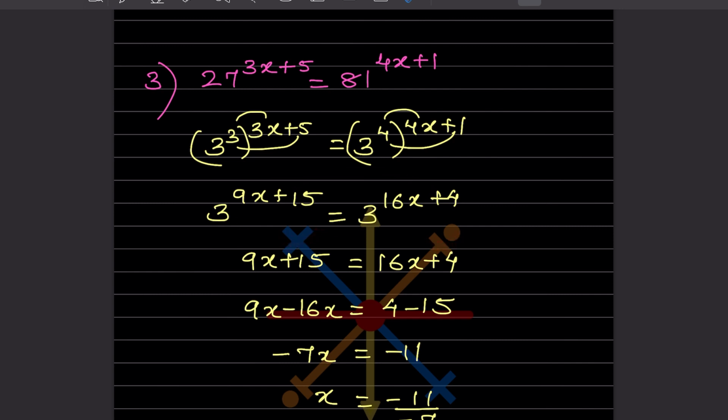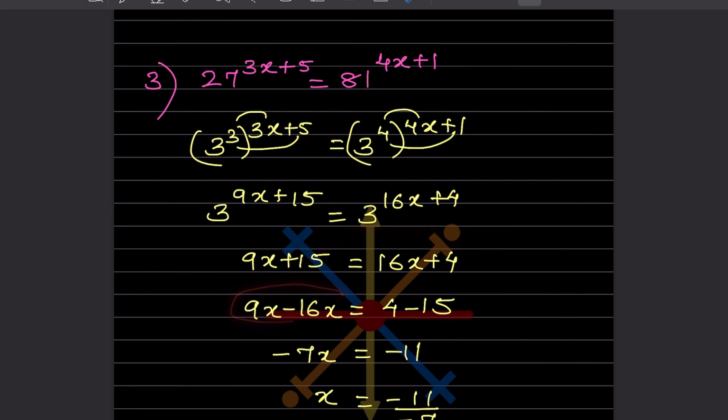So now after writing this, you are going to bring the like terms together. So 9x is already over here. If you bring 16x over here, this is actually positive, it is going to be negative. 4 is on the same place, right hand side. If you take this, you have to take it along with the sign. Plus 15, if it goes here, is going to be minus 15.